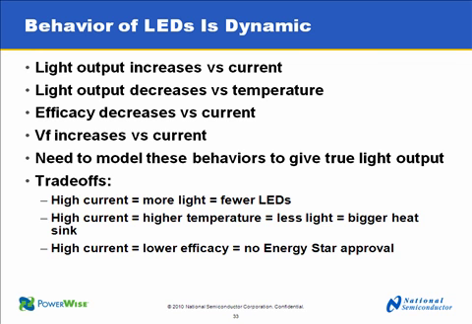And so in order to actually create a good design, you really need to model these behaviors to give your true light output. The trade-offs that are made here: high current gives you more light, so you can have fewer LEDs, but high current gives you higher temperature, and that gives you less light, and so you need to control that with a bigger heat sink. Lastly, high current gives you lower efficacy, and so if you're running at high current, you may not be able to get your Energy Star approval.